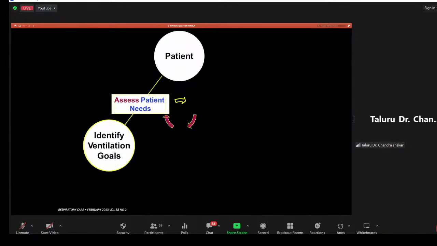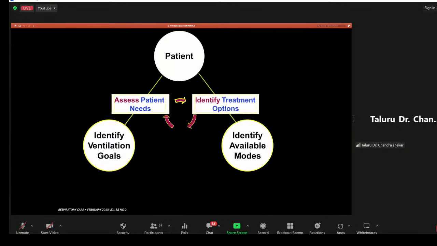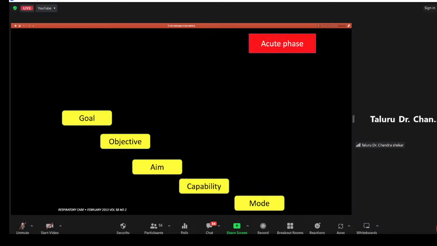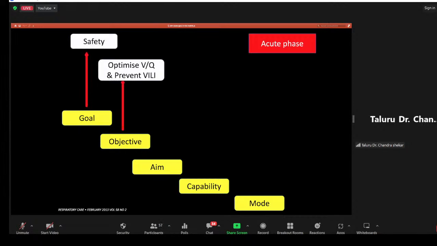So always look at the patient, assess the patient's needs, then identify the ventilator goals, then identify the treatment options. As I said, the disease is the most primary, then the available modes, and match the technology to the patient's needs. This would be, in a nutshell, what the strategies would be, and let me take you through all that. So in the acute phase, what did we say? The goal is safety. So what is the objective? The objective is to optimize ventilation perfusion and prevent ventilator-induced lung injury, producing lung protective ventilation.